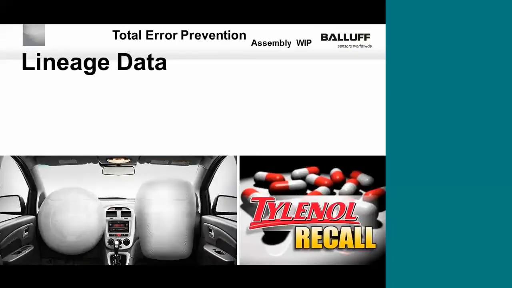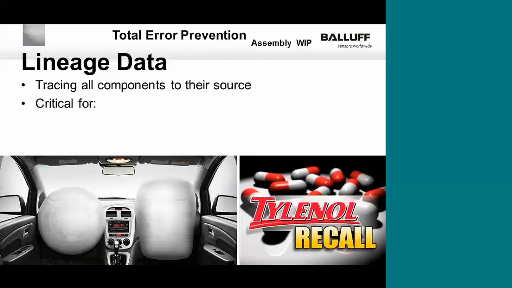So now we look at lineage data. What's becoming more and more important is understanding what components have been assembled at the source of manufacturing. So this has become critical for areas where customers need to recall their product. They want to be able to limit their liability claims and ensure that regulatory compliance is followed.